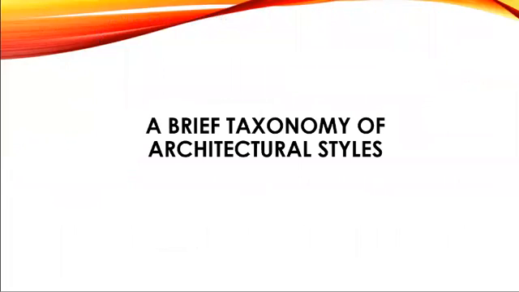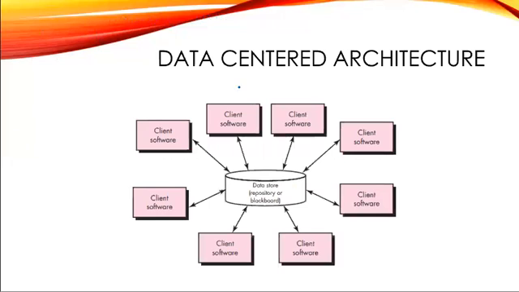Now coming to the brief taxonomy of architectural styles, that is, you're going to study different patterns here, or you can say the different types of architectural styles that are used. The first one is called the data-centered architecture. As the name says, data is placed at the center within the architecture. Here you can see that this is your database. This database can be either a repository or a blackboard.